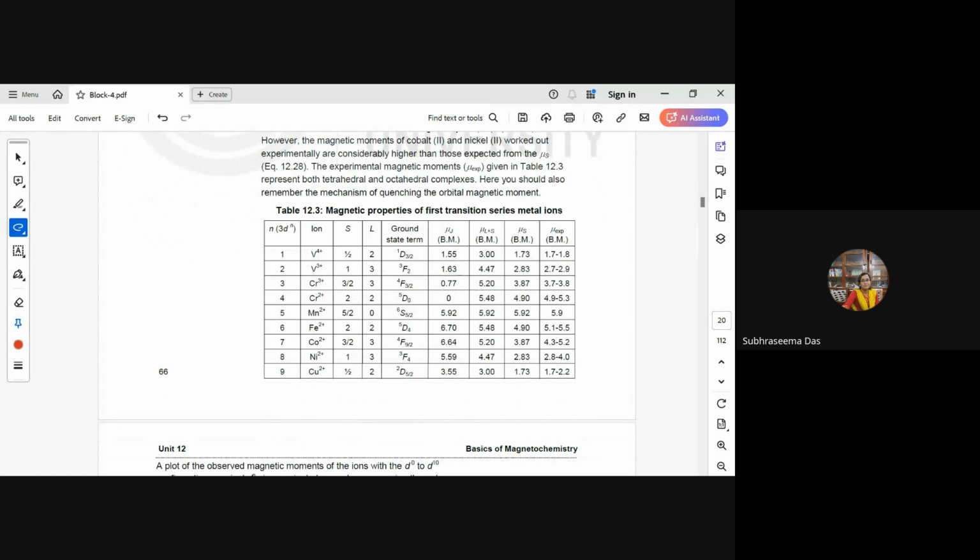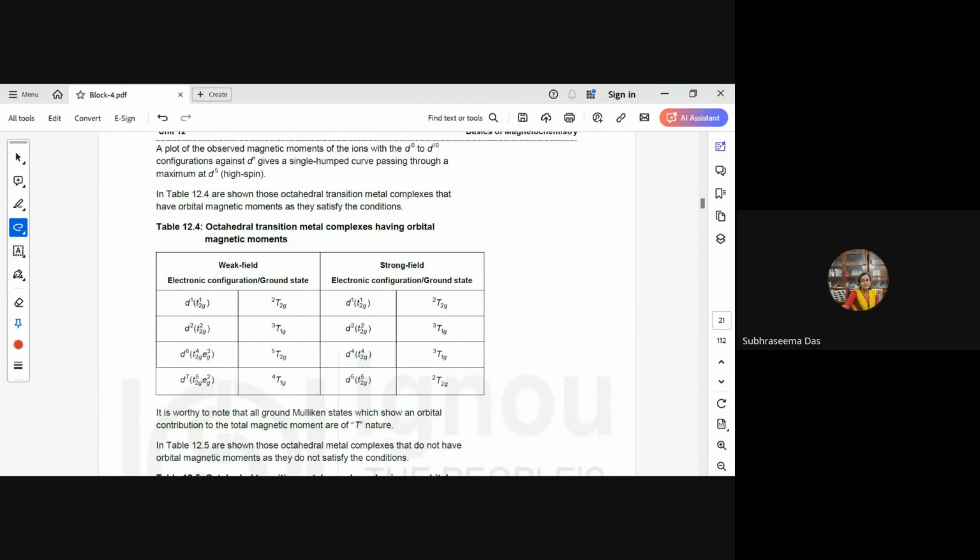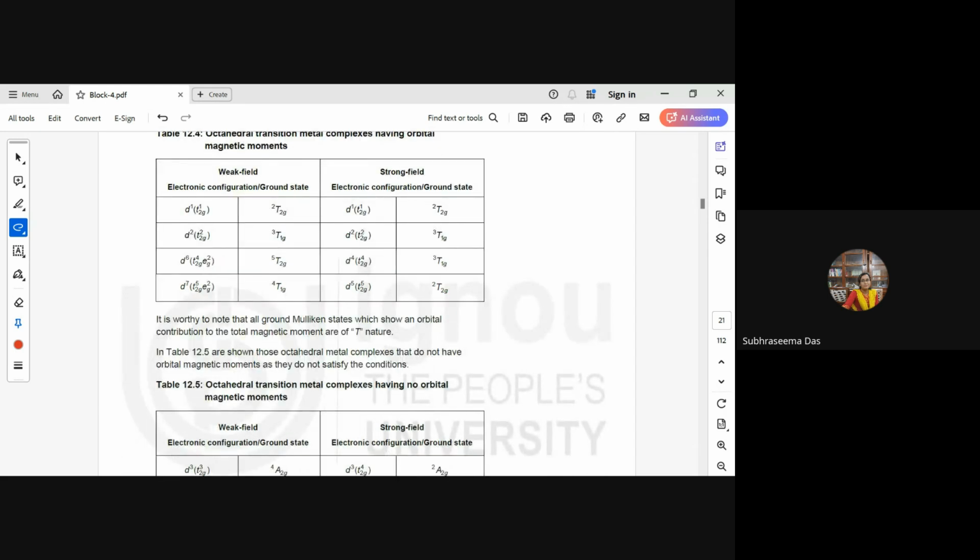In table 12.3, the magnetic properties of the 3d transition series metals are listed along with their ground state term, the mu values, mu j, mu l plus s, and mu s, and the mu expected in Bohr magnetons. In table 12.4, the octahedral transition metal complexes that have orbital magnetic moments are listed. Here we can say that all the ground Mulliken states which show an orbital contribution to the magnetic moment are of T nature.